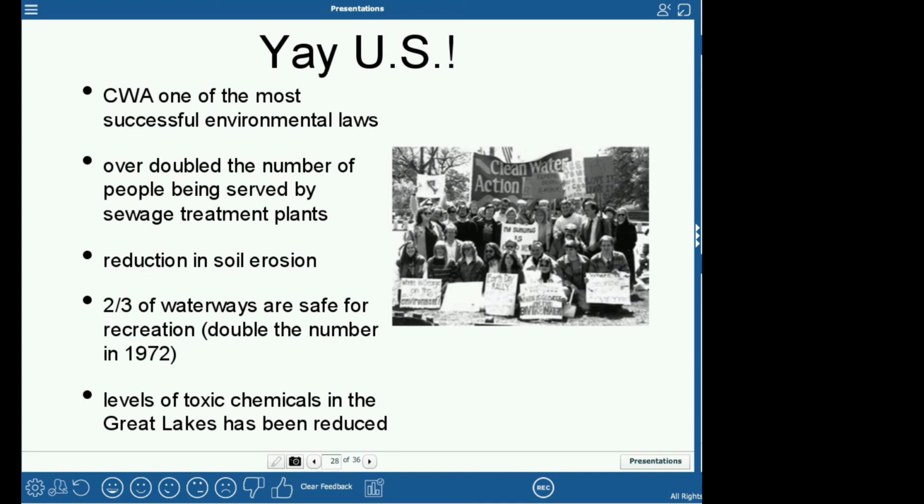The Clean Water Act has actually been one of the most successful environmental laws. Sometimes when I find positive things about environmental science, I like to try and tell you guys about them, because sometimes I feel like it's really depressing. Like there's all these problems and it's almost impossible to solve them. So there. There's treatment plants. We reduce soil erosion. Two-thirds of our waterways are safe for recreation, which is double the number in 1972. And the levels of toxic chemicals in the Great Lakes have also been reduced, which is another good thing.